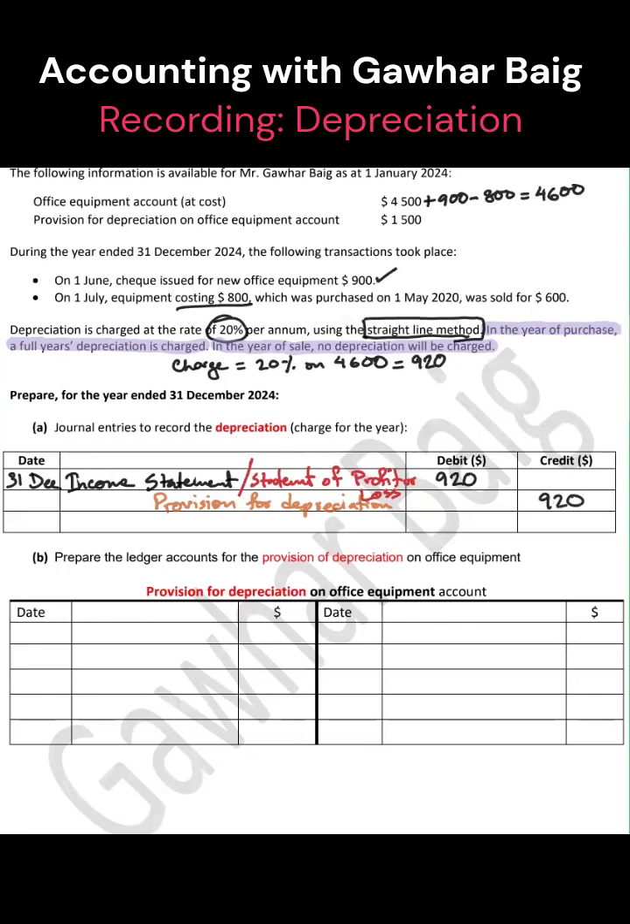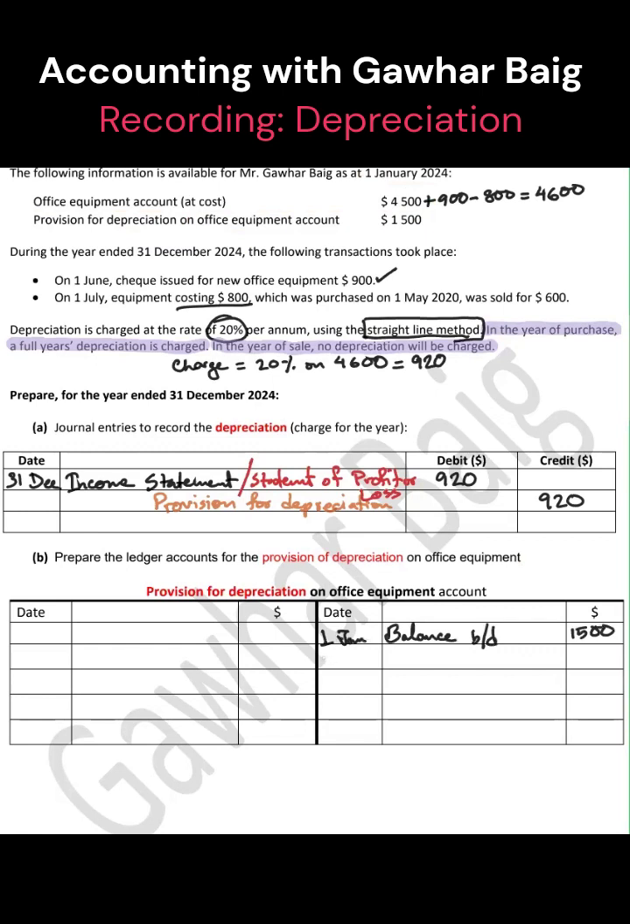Now let's prepare the ledger account for provision for depreciation on office equipment account. For this preparation, first of all, we need the opening balance, which is given here on 1st Jan, provision for depreciation, which is $1,500. So let's write it here: balance b/d, 1st Jan, $1,500.